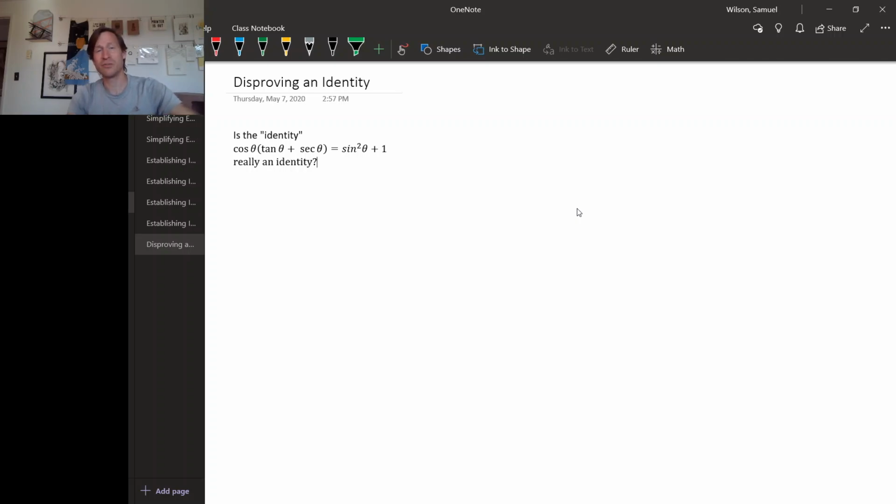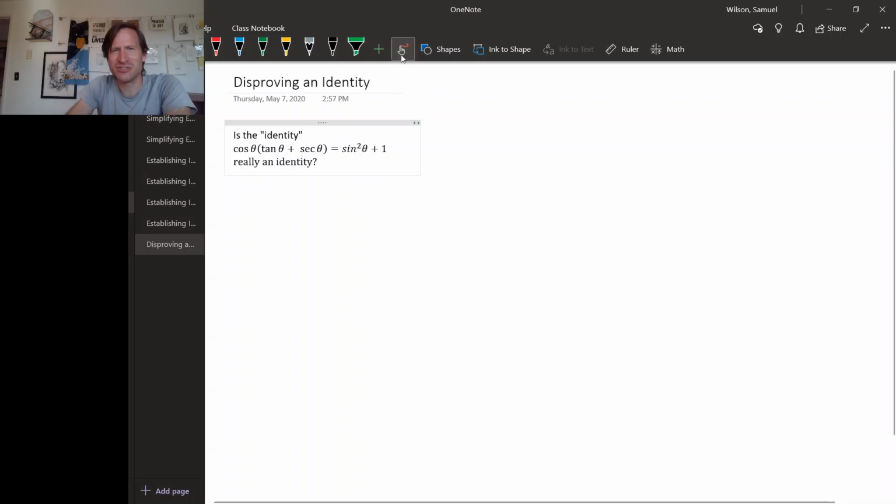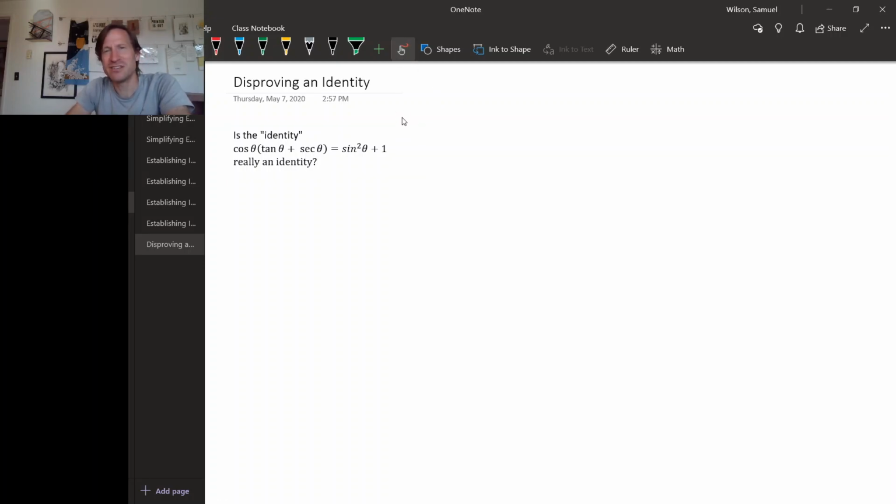All of the identities that we've looked at so far, we've sort of taken my word for it that they really are identities. And we've just sort of dived in and then proved that they're identities. But if you have some sort of mysterious relationship between trig functions, you won't always know if it really is an identity or not. And you might need to show that it is an identity or show that it isn't. So let's have a look at an example.